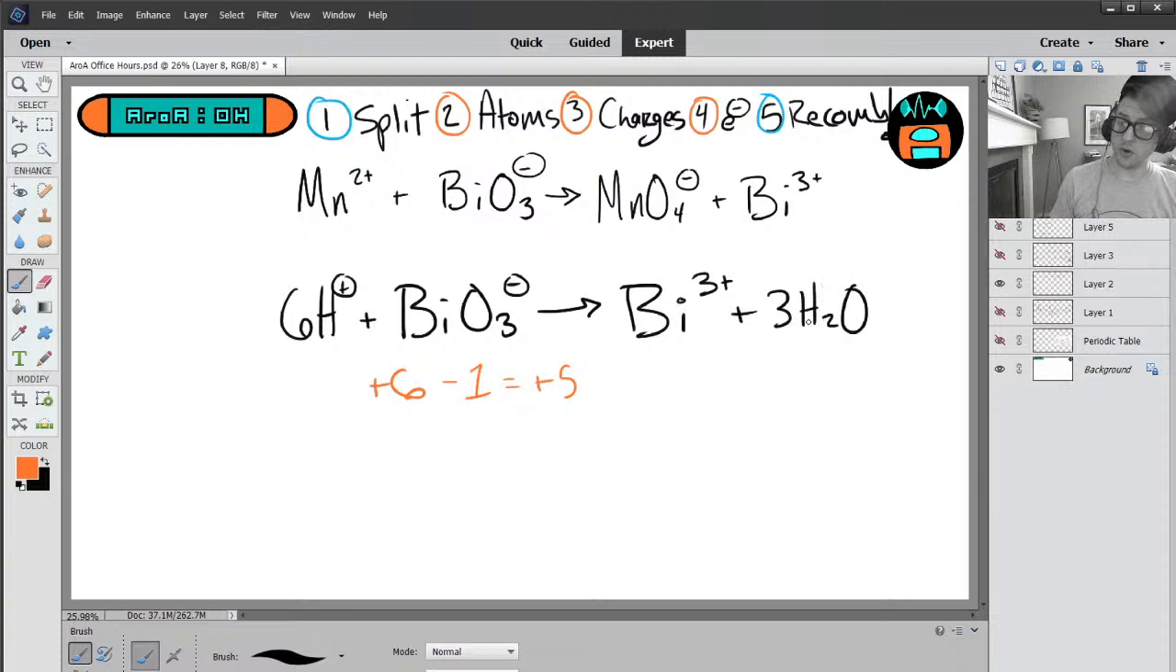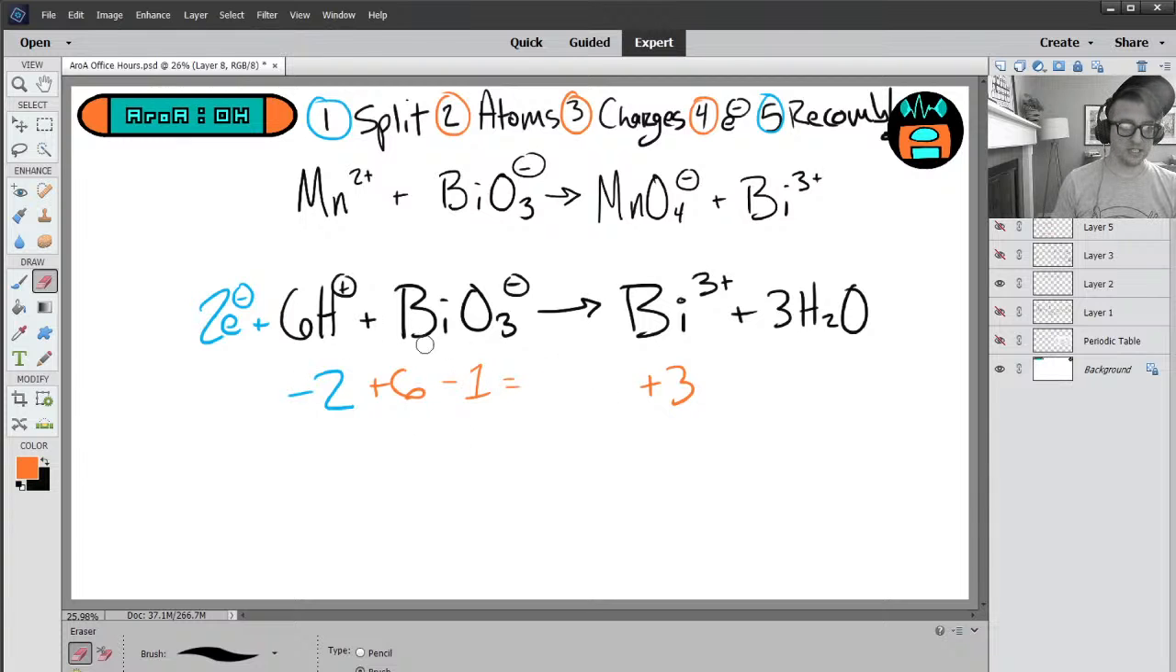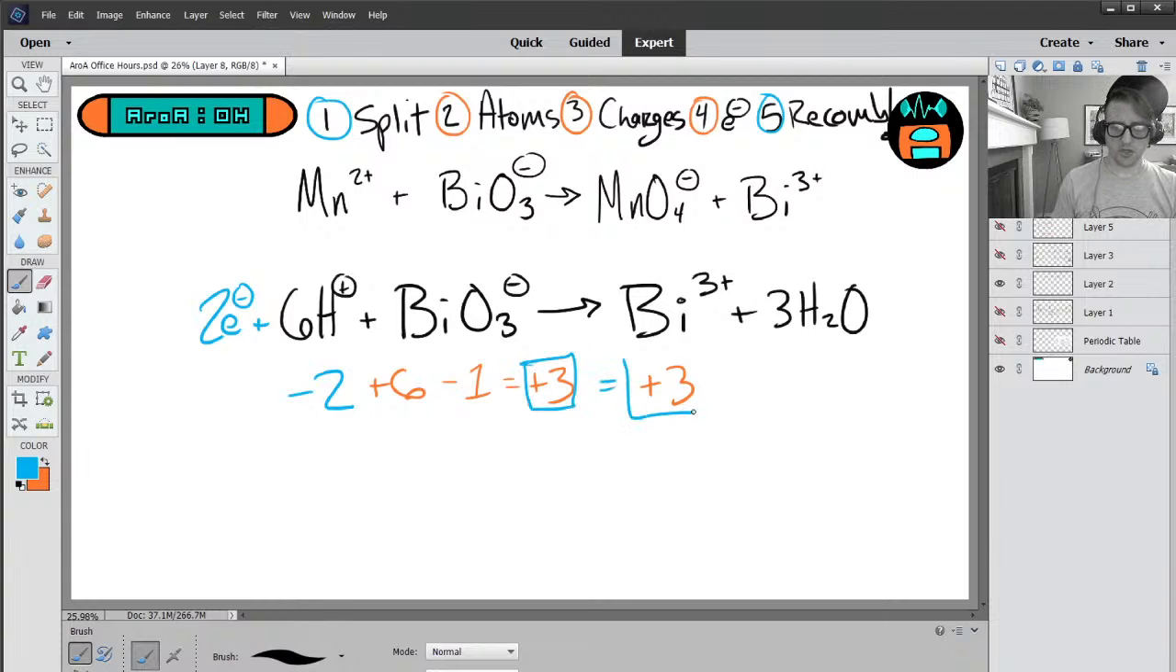Here we go. So we have a total charge of positive 3 on the product side. We need to bring this positive 5 down 2 clicks by adding 2 electrons to the reactant side. Now we have negative 2 plus 6 minus 1. This will all add up to a positive 3. And now the charges on both sides of this half reaction are equal.